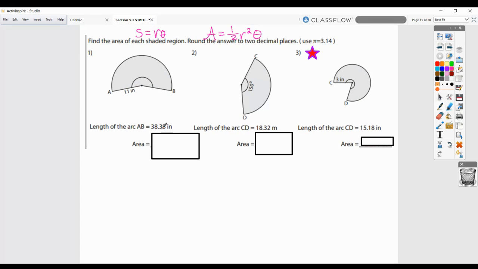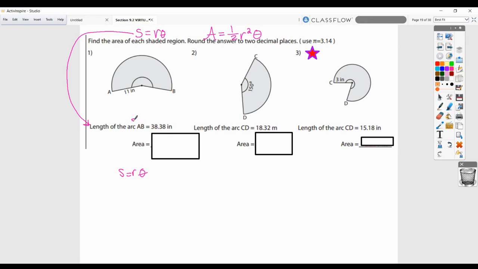So the first thing we're going to do, in order to figure out the area formula, take a look. You have your radius, but oh geez, I need theta. Well, they give us information to find theta. So here's what we're going to do. We're going to use this length of the arc formula to find theta, and that's what you're going to be doing for each of these. So the length of the arc, the formula we use is S equals R times theta.